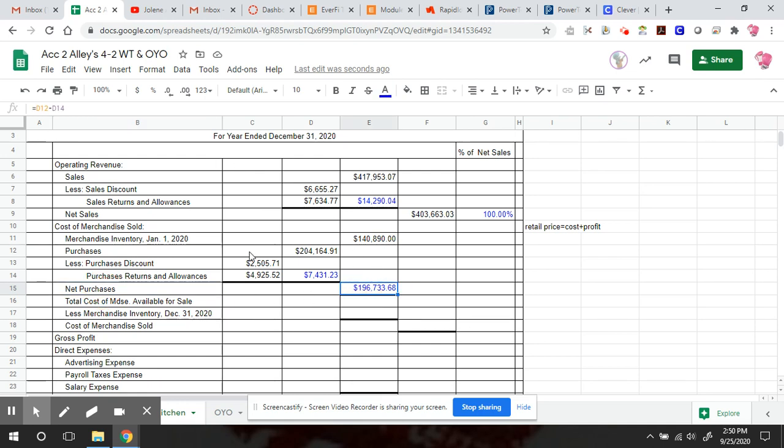So in this calendar year, we started out with $140,890 worth of merchandise. We added $196,733. So we have to add those together for this cell that says total cost of merchandise available for sale. That's all the merchandise that we had available for sale in this calendar year.